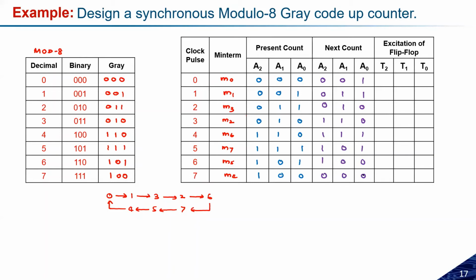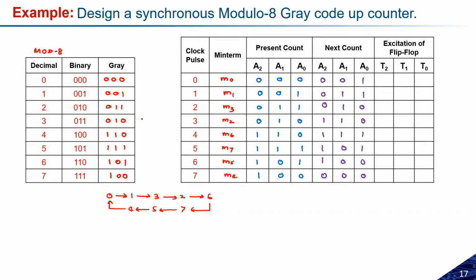If anyone has any doubt at this stage, you can ask the question, because this is really very important that you should understand. If anyone has any doubt how I got the next state, simply take the present state, then next, then next, then next, and this is how we come up with this.